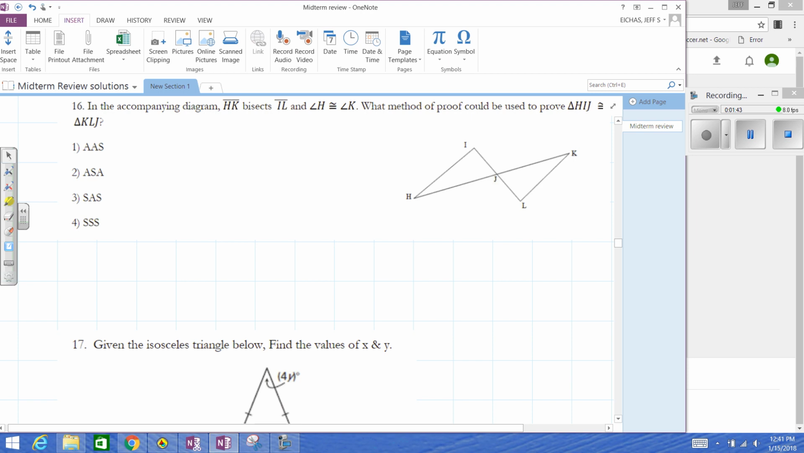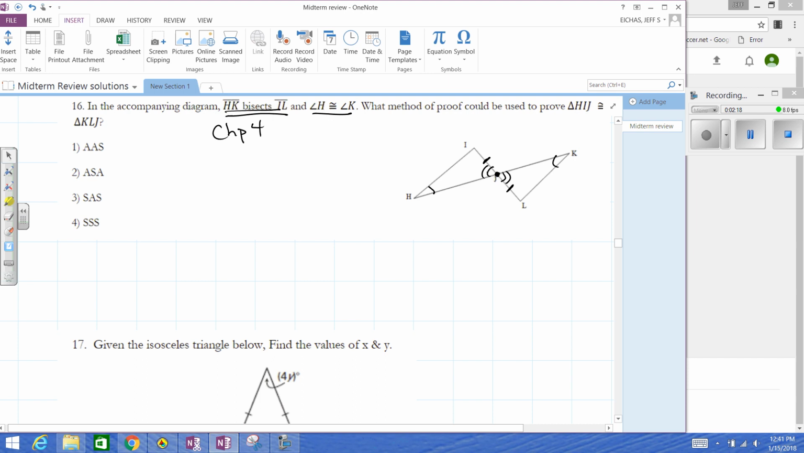All right, in this diagram, okay, so now we're on to congruent triangles proofs. So chapter 4. We jumped a little bit there. All right, HK bisects IL. HK bisects segment IL. So what we get is only IL was cut perfectly in half. We don't know about HK, so let's not do that. Angle H is congruent to angle K. And we should get our own vertical angles.